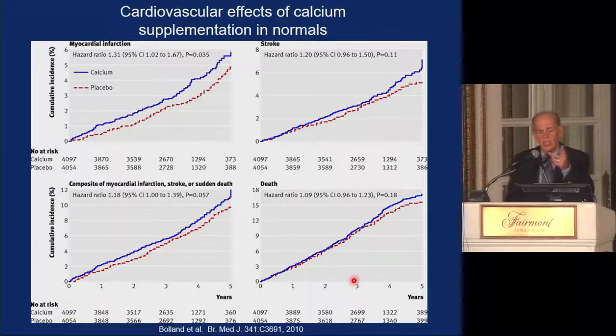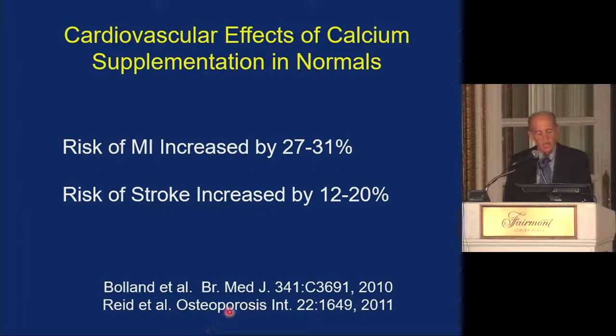I said this before at the end for the question and answer period: if you give a normal postmenopausal woman calcium and vitamin D, and we're talking about not activated vitamin D, but just ergocalciferol, cholecalciferol, this is calcium, this is placebo, this is cumulative incidence of MI. Look at this, highly significant difference. Stroke is higher, not significant. The composite of stroke, MI, and death, 0.6, not quite significant. So this is Boland's data and Reid's data.